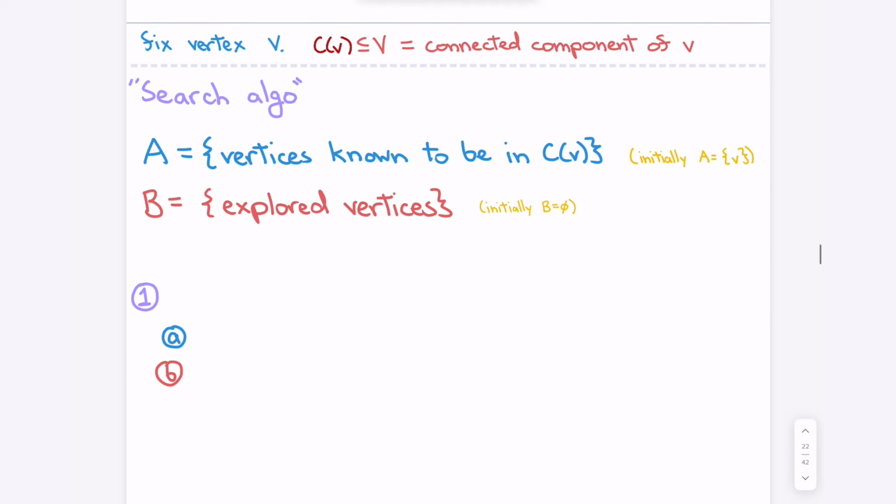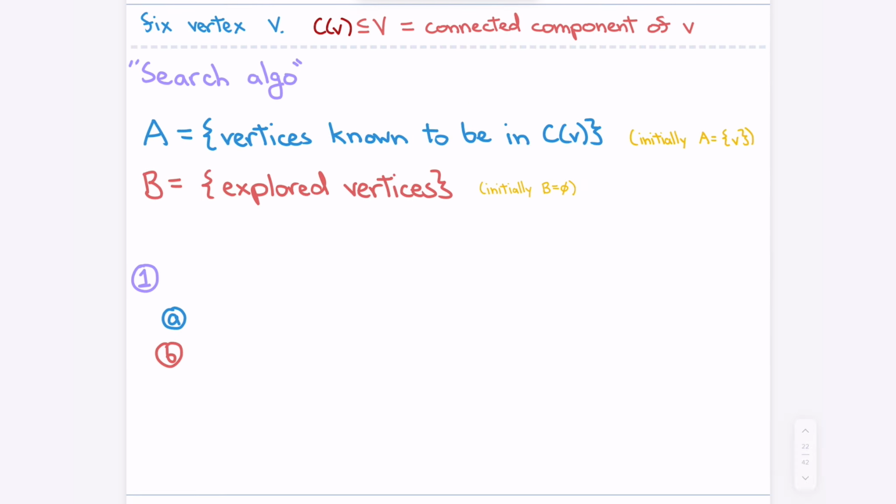Let me set up the notation for us. It's sort of like marked and unmarked vertices. We're going to let the set A, at any point in time, denote the set of vertices I already know are connected to V as I'm exploring. So at the beginning, A will just consist of V. And B will be the set of vertices I've explored, the ones I've marked, where I've found out and revealed all of their neighboring edges.